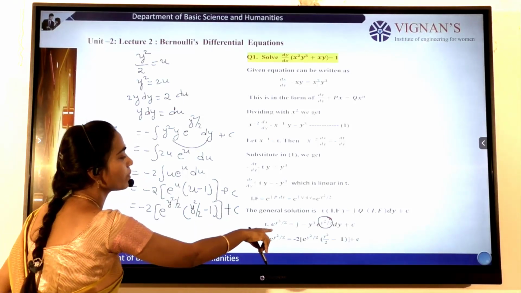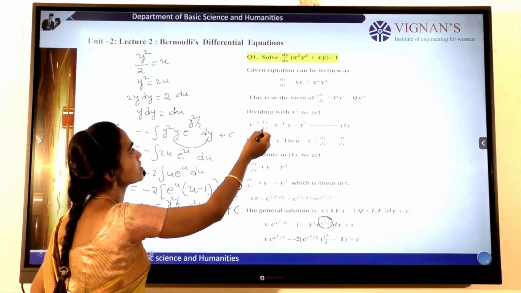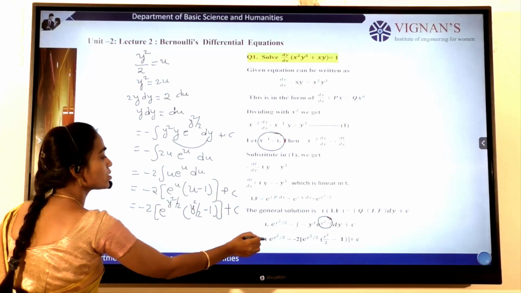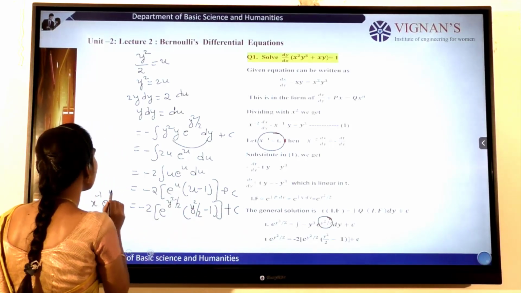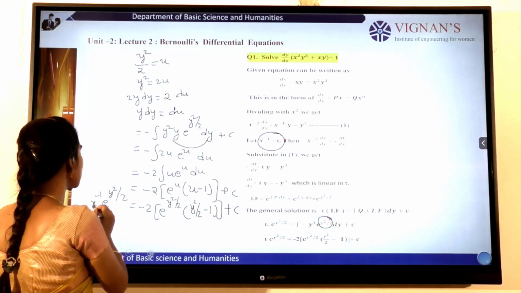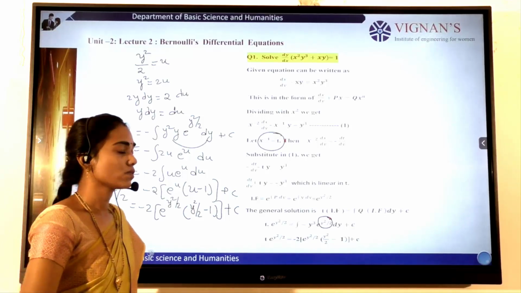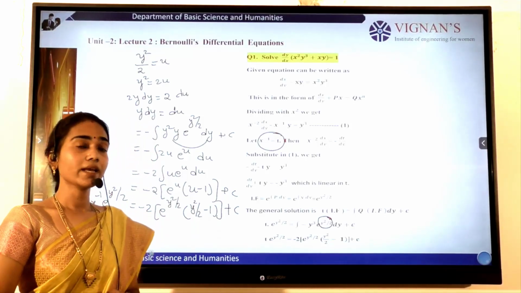Our left hand side is t into e power y square by 2. We know what t is. What is t from our substitution? t is x power minus 1, right? So t is x power minus 1 e power y square by 2. When x power minus 1 goes to the denominator, it becomes x power plus 1. So this is the solution of Bernoulli's differential equation in x.